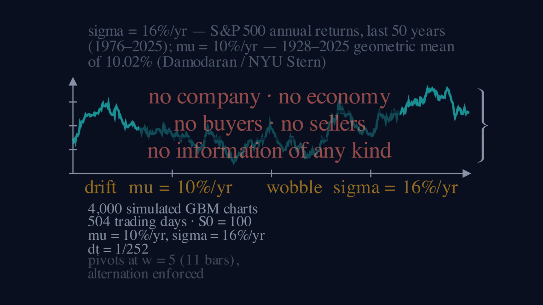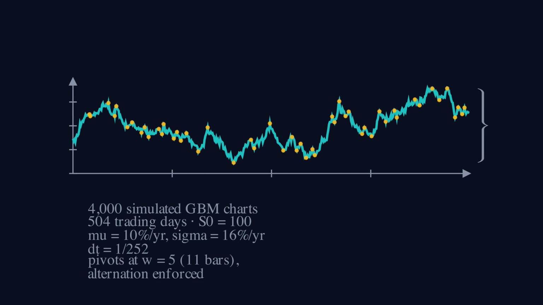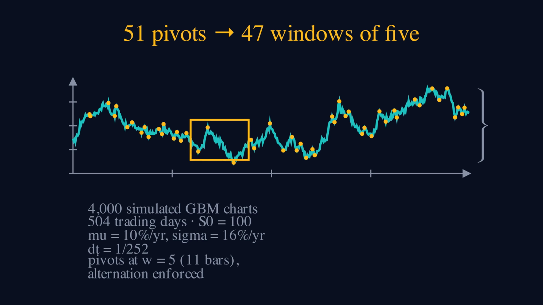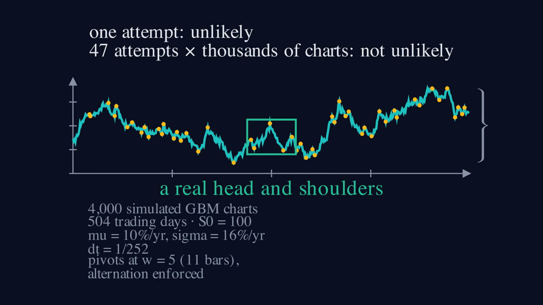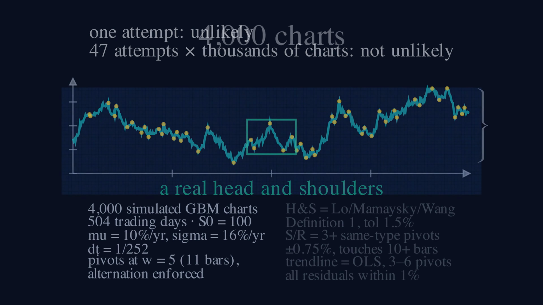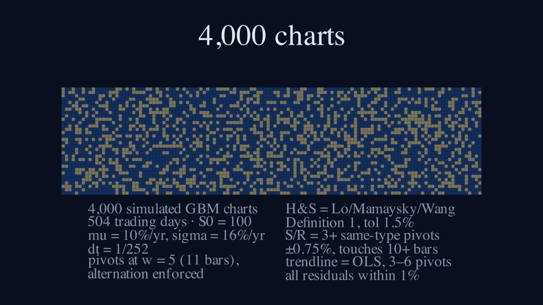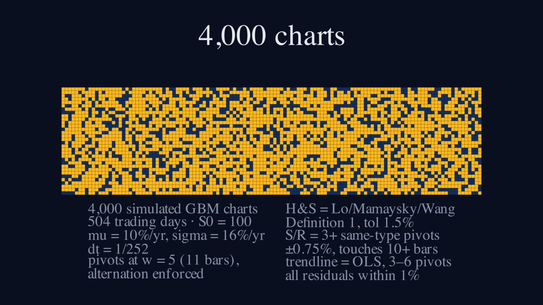And here's why that's such fertile ground. 2 years of daily prices holds about 51 turning points. Any 5 in a row could be a head and shoulders, so each chart gets nearly 50 attempts. 1 attempt is unlikely. 50 attempts across thousands of charts is not unlikely at all. So we built 4,000 of these charts and ran the detector over every single one.